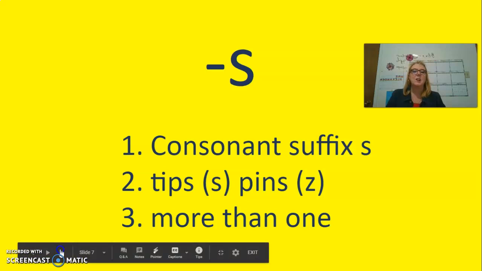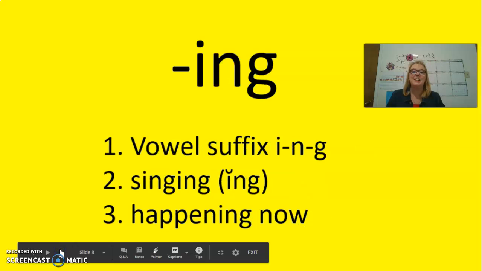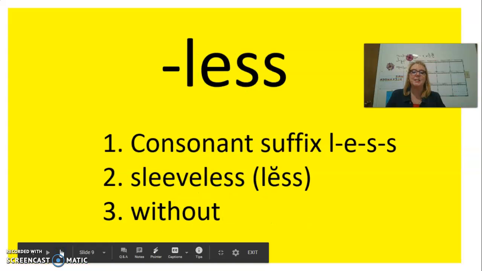S. Consonant suffix s, like tips, s, pens, z, means more than one. Ing. Vowel suffix ing, like singing, ing, means happening now. Less. Consonant suffix less, like sleeveless, less, means without.